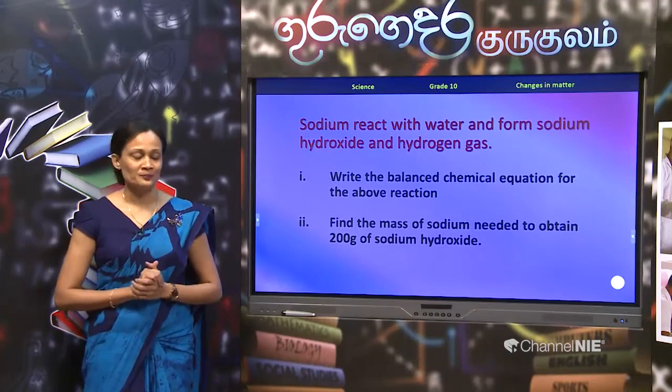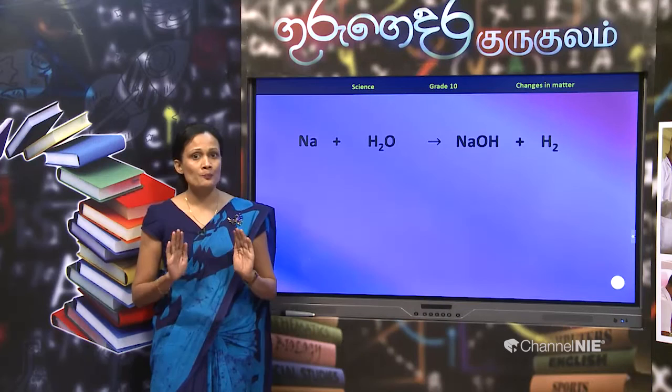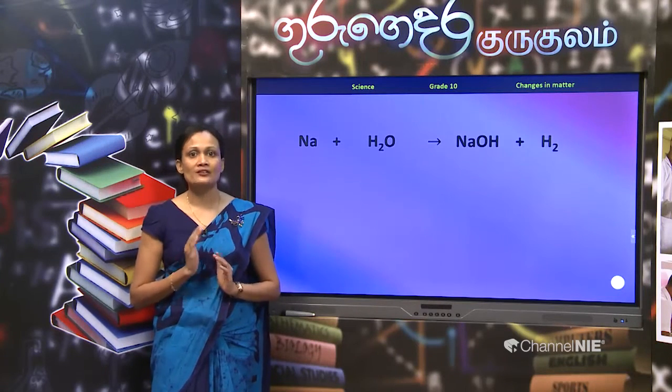I will help you. The reaction between sodium and water. Sodium reacts with water and forms sodium hydroxide and hydrogen. So I used the chemical formulas of sodium and water. Sodium is represented by Na, water is represented by H2O. Then the products are sodium hydroxide, NaOH, and hydrogen gas, H2. This is not the balanced equation. Now I am going to balance that one by using the inspection method.